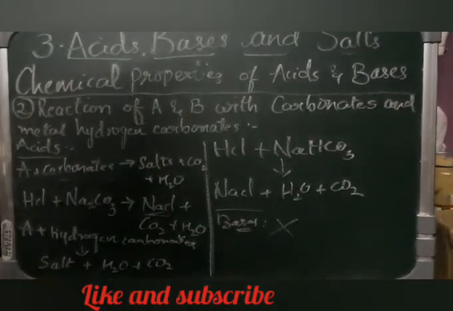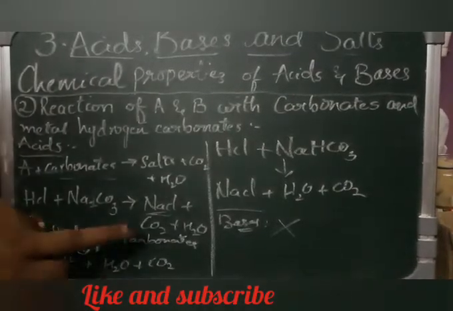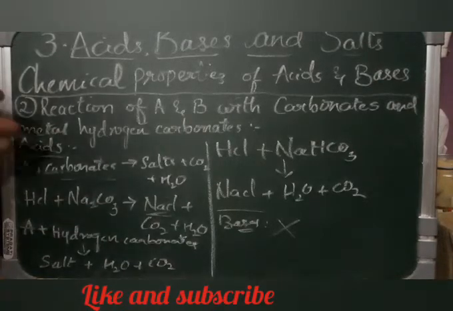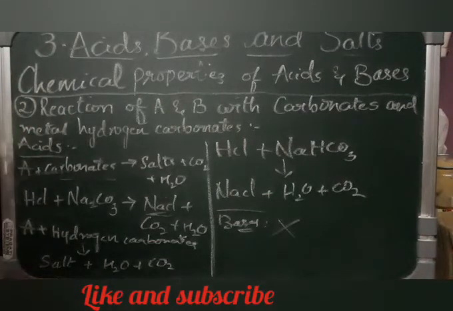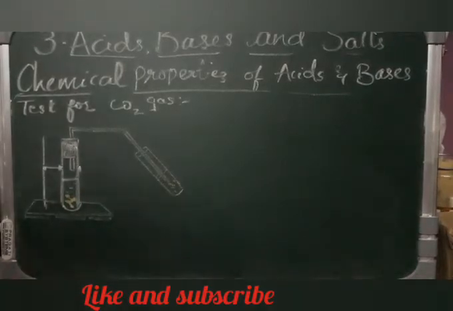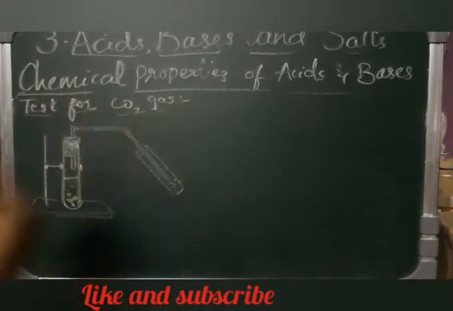Now you can see that here some gas is releasing, right? Which is that gas? Carbon dioxide gas. Now to test what gas is coming out of these experiments, we will do one test. Now we will learn what that test is. So for this we will set up an experiment, that is, the test for carbon dioxide gas.